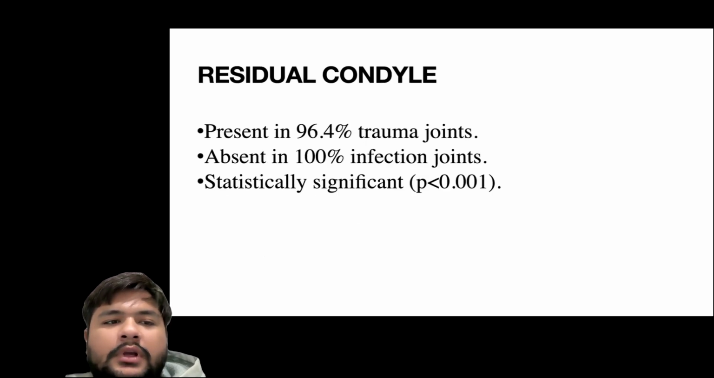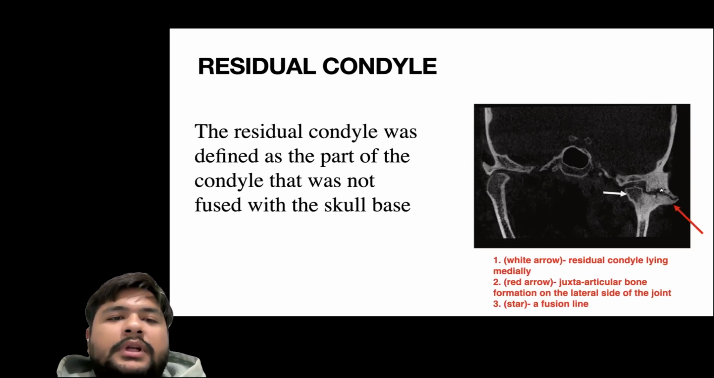First of all, coming to the residual condyle, it is present in 96.4% of trauma joints and it was absent in 100% of infection joints. It was statistically significant, p less than 0.001. So what is the residual condyle? The residual condyle was defined as the part of the condyle that was not fused with the skull base.